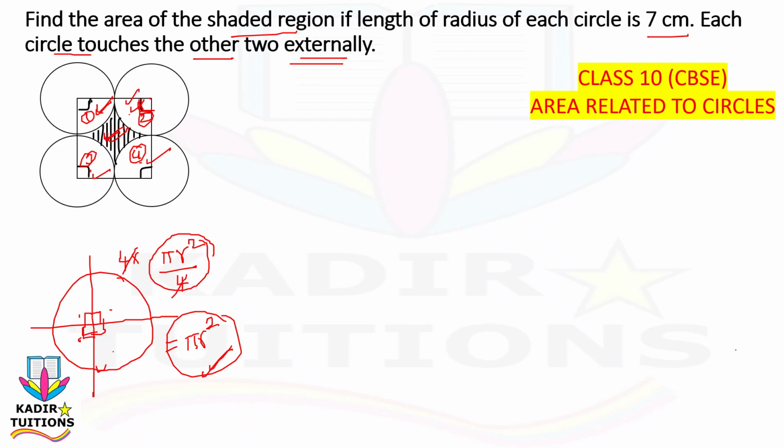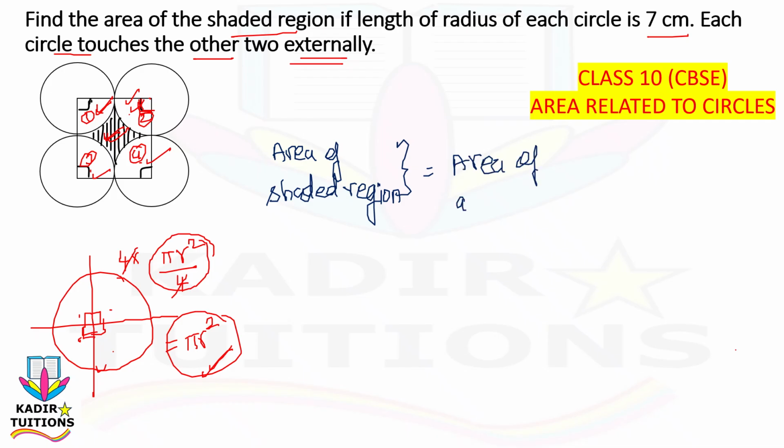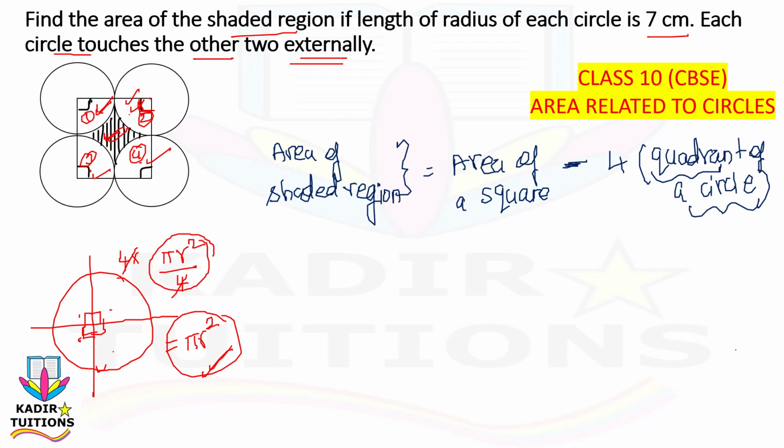Now we'll define the formula for how to find the shaded region. I can write it like this: area of shaded region is equal to area of a square. If you want, you can mark vertices also, but here there is only one square, so I'm not doing any vertex notations. And from the area of the square, what do we have to subtract? We have to subtract 4 quadrants of a circle, that is, 4 into a quadrant of a circle. Why are we considering all the quadrants as the same? Because all the circles have the same radius. That's why I'm writing 4 into 1 quadrant of a circle.